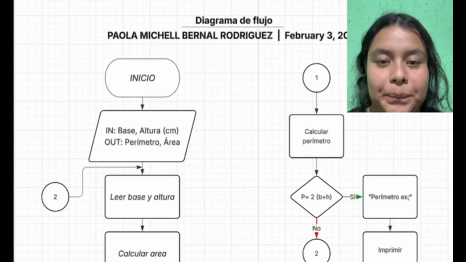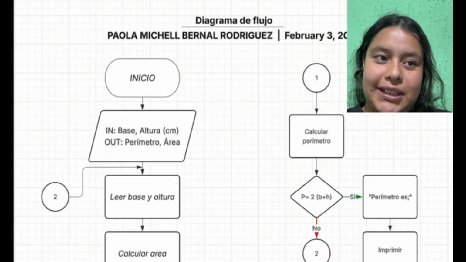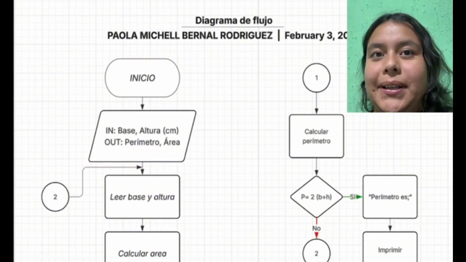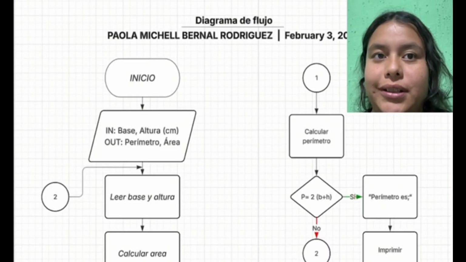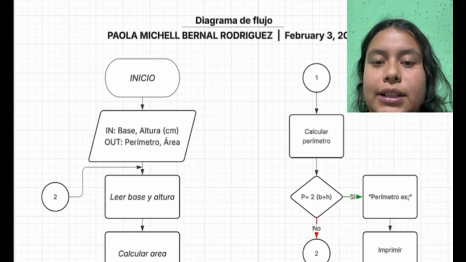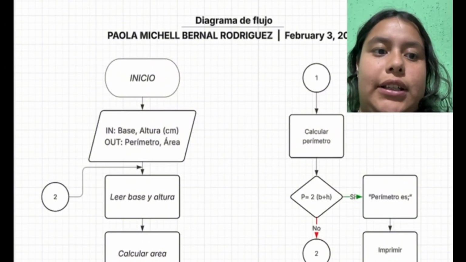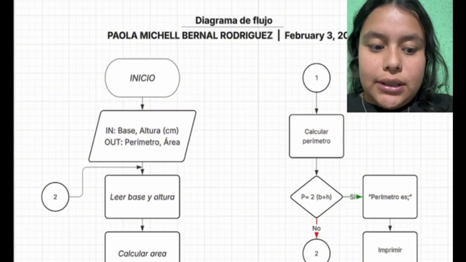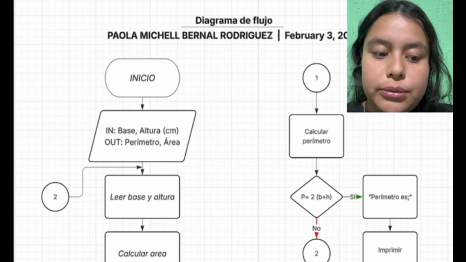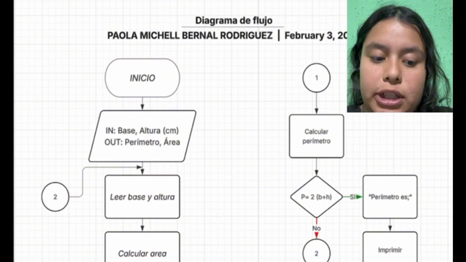Hello, my name is Paola, and I'm going to explain the third quantitative algorithm, that is the area and perimeter of a rectangle. In this algorithm, I have to calculate the area and perimeter of a rectangle. The unit of measurement is centimeters and should be shown as follows in a message: the area is the same, or the perimeter is the same.